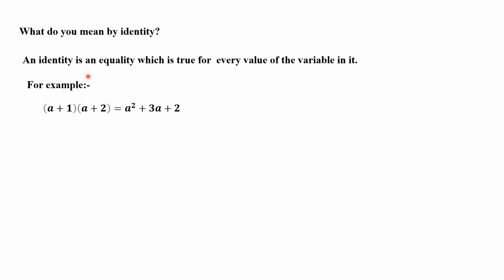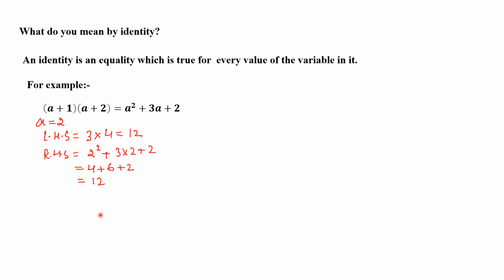Now identity means it is an equality. Equality means equal, which is true for every value of the variable. So whatever value of a you give in LHS and RHS, the value will come the same. So let's try out. Let me give first the value of a as 2. So if I give the value of a as 2, my LHS will become (a + 1), so 2 + 1 is 3, 2 + 2 is 4. So LHS is 12. Now RHS will be a², so 2² + 3 into 2 + 2. So 2² is 4, 3 into 2 is 6. So it will give me the value 12. So you can see LHS and RHS both are the same, isn't it?